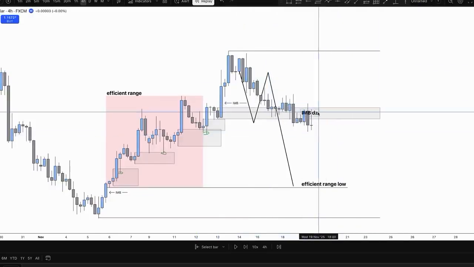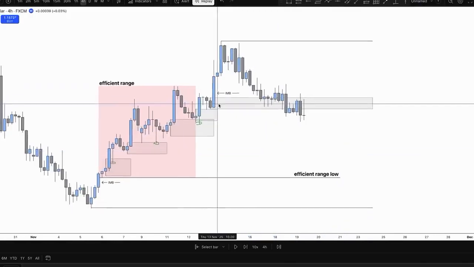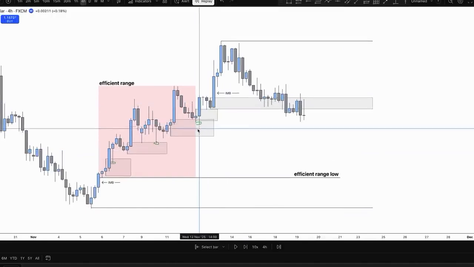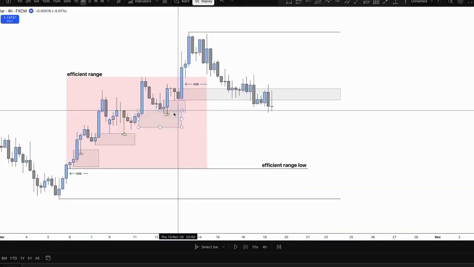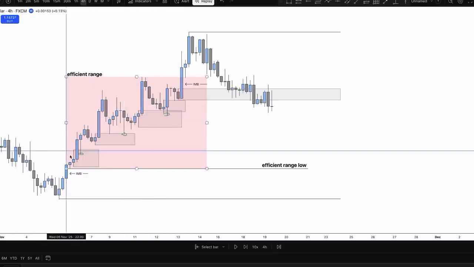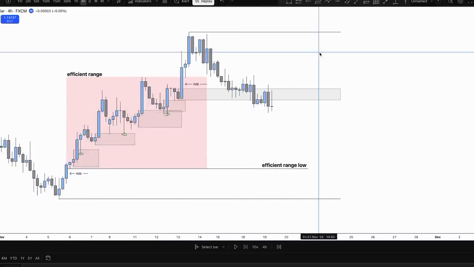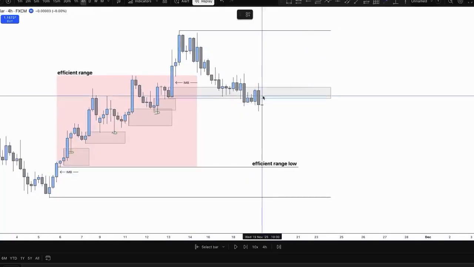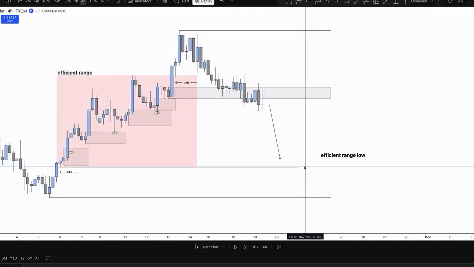opportunity for us to sell through the efficient range, because we now have the understanding that this efficient range has been pushed into, right? Now all of this can be seen as an efficient range. And because there's no imbalance points for the market to reverse from, because there's nothing in here that actually will act as support or wait for price to reverse back to the upside, we should just be looking for a direct selling opportunity through towards what we have marked as that efficient range low.